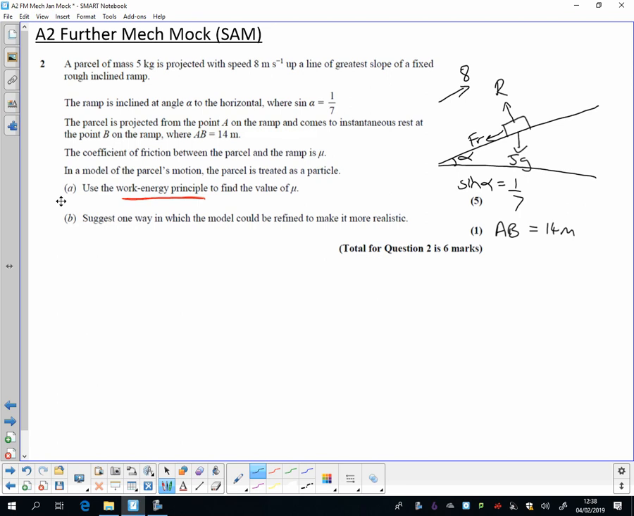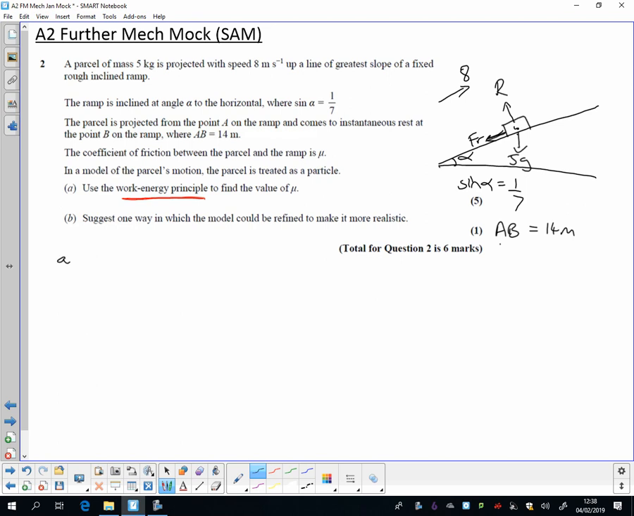So I've drawn my ramp. I've got this parcel which has got a weight of 5g, don't forget the g. There'll be a reaction force, may or may not need that, I should put it on my diagram. The slope is rough, so there's friction, and it's being projected at a speed of 8 meters a second. The angle has sine alpha is a seventh, and it's going from A to B, and that's 14 meters.